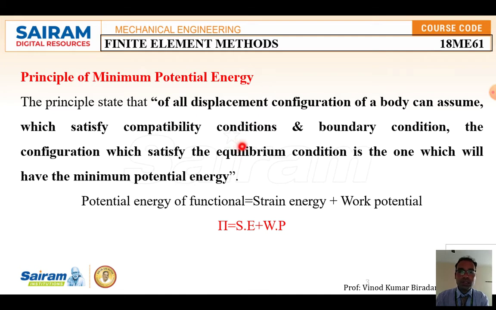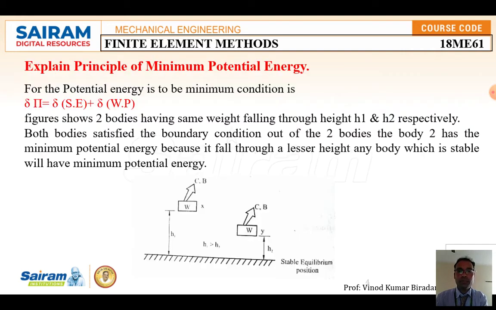When both the conditions are satisfied for the equilibrium condition, then we call it minimum potential energy. The same formula applies: the potential energy function is equal to strain energy plus work potential. This is very important. They may ask you two-mark questions, such as stating the principle of minimum potential energy, and they may give one problem. For the potential energy to be minimum, the condition is this: delta Pi is equal to delta strain energy plus delta work potential, and while solving the problem we assume this is equal to 0.